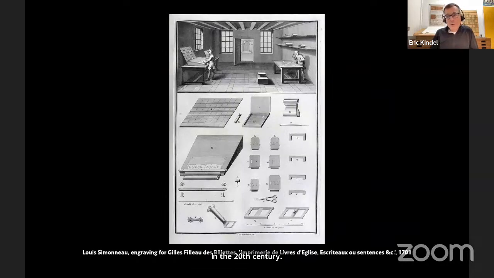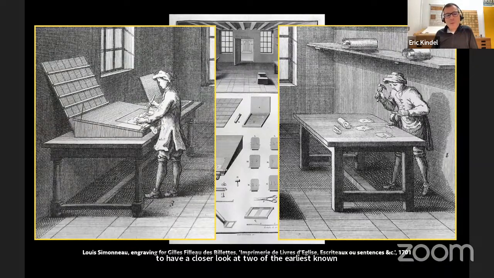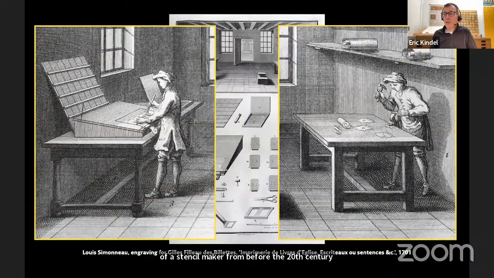For the next scene, I'll just return to this engraving by Simonot, which I showed earlier, but now to have a closer look at two of the earliest known scenes of stencil work of the kind I'm discussing. On the right is possibly the only depiction of a stencil maker from before the 20th century, holding a stencil in a vise with a hammer. On the left, a stenciler is standing at his work.